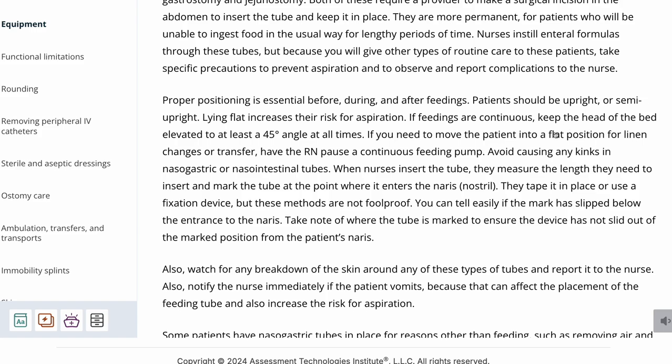The only time you can move them to a flat position is if you talk to the nurse first, and the nurse pauses the continuous feeding. And usually even after we pause it, we wait 30 minutes, and then we'll lay them flat. Once the patient is back, go tell the nurse, hey, I'm all done. You can turn the tube feeding back on. The patient care tech should never be stopping and should never be starting the tube feeding, okay?